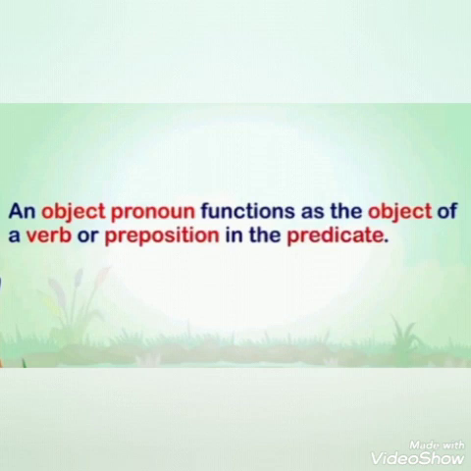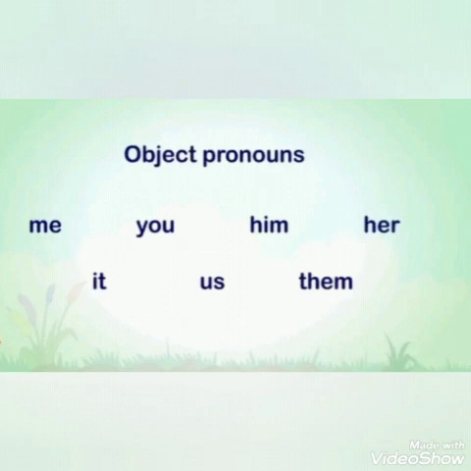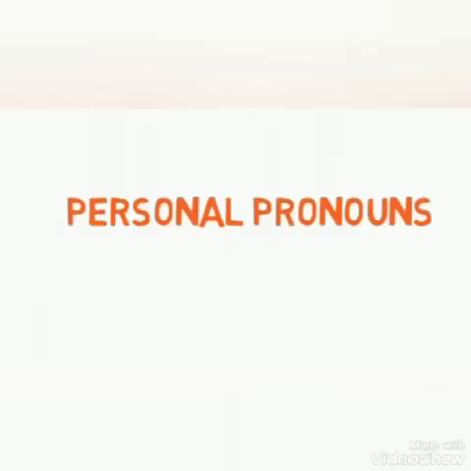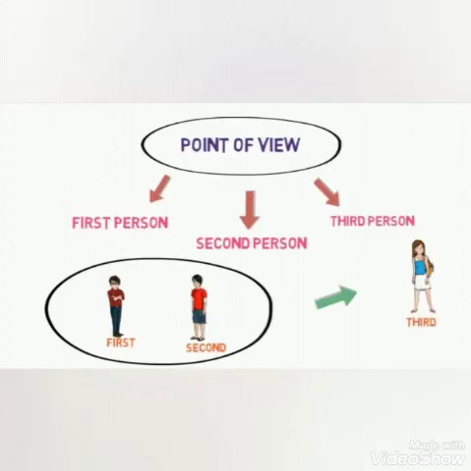An object pronoun functions as the object of a verb or preposition in the predicate. The words me, you, him, her, it, us and them are all object pronouns. For example, he went with her. Here, her is an object pronoun. Now let us study it in detail with examples.